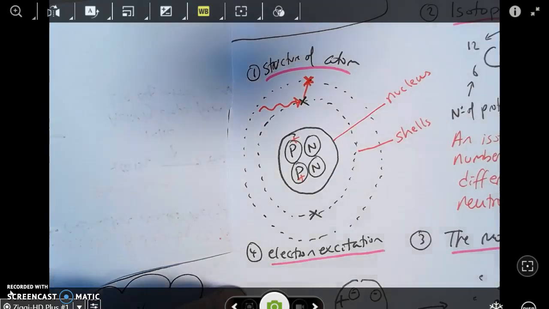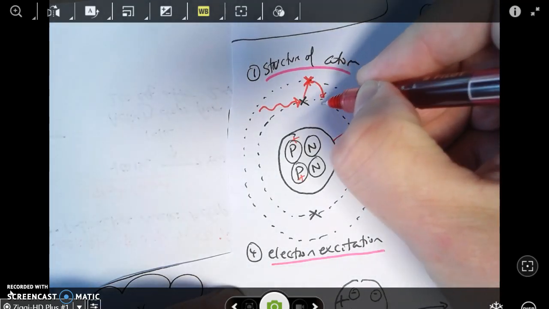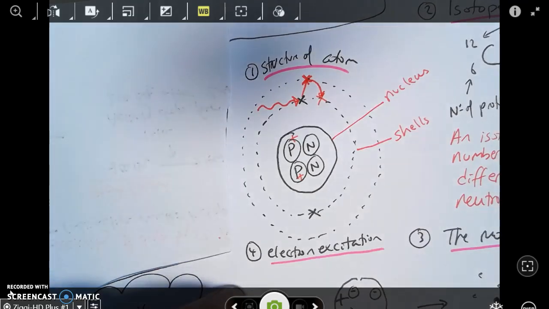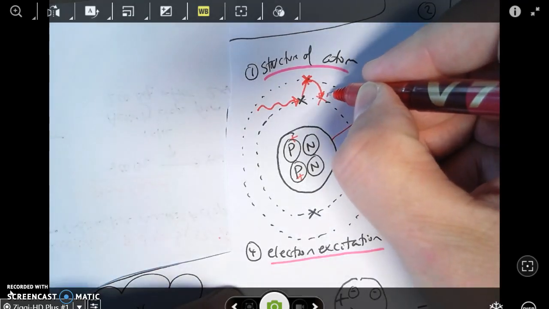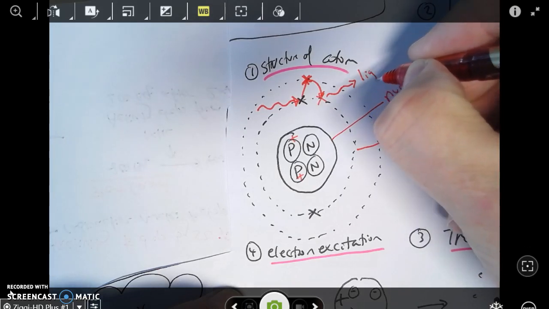But it can't stay there because that leaves a gap here. We can't have that gap. So it then drops back down again. But when it does that, it has to get rid of some energy. And what it does, it emits or gives out a photon of light.